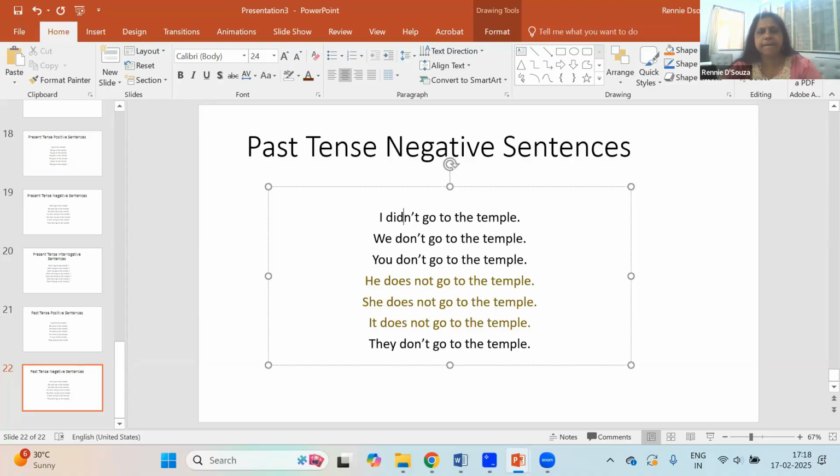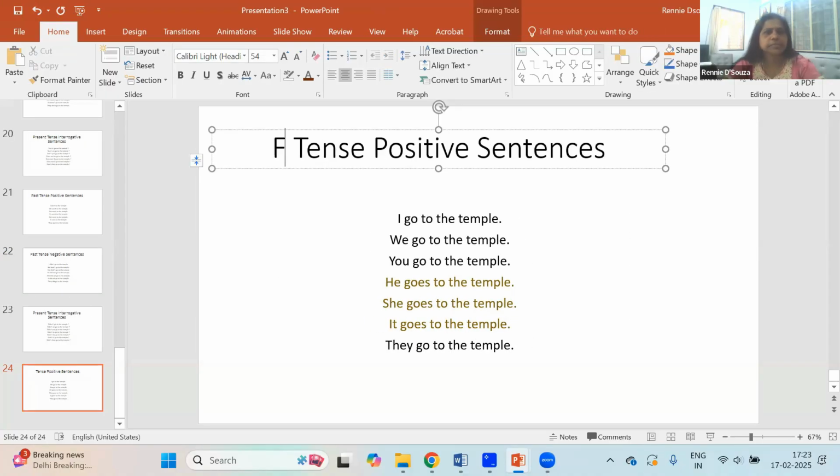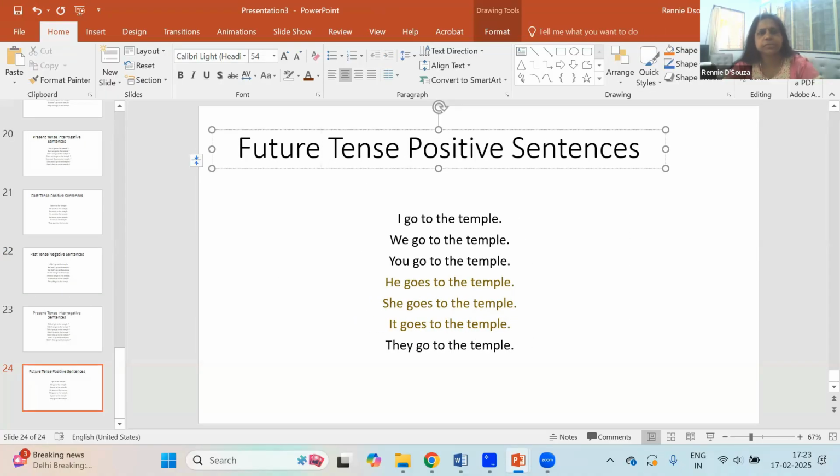Now let us see negative sentence. In negative sentence, obviously there should be not. But what about the helping verb? Helping verb is did. Did denotes the past tense. I did not go to the temple. Here not denotes the negative and did denotes the past tense. So past tense negative sentence we should have did not.